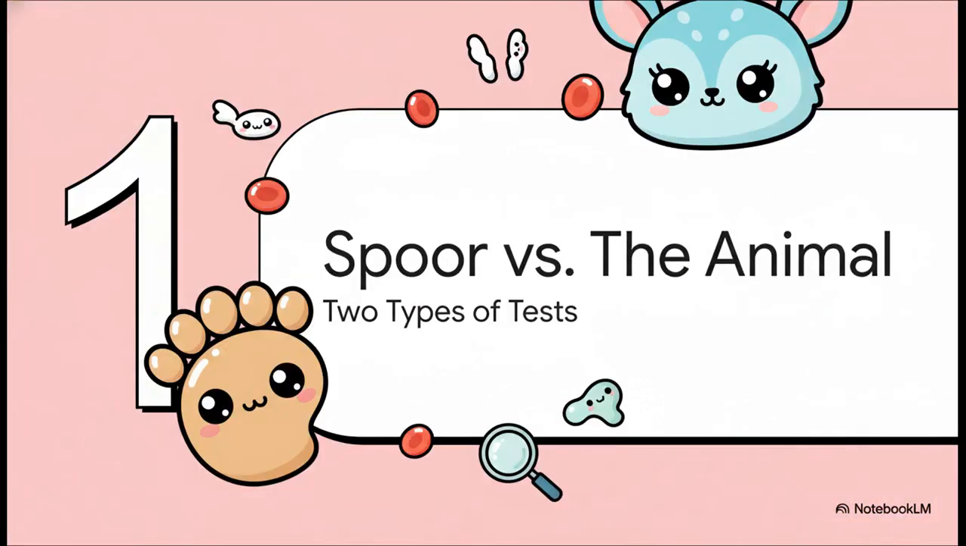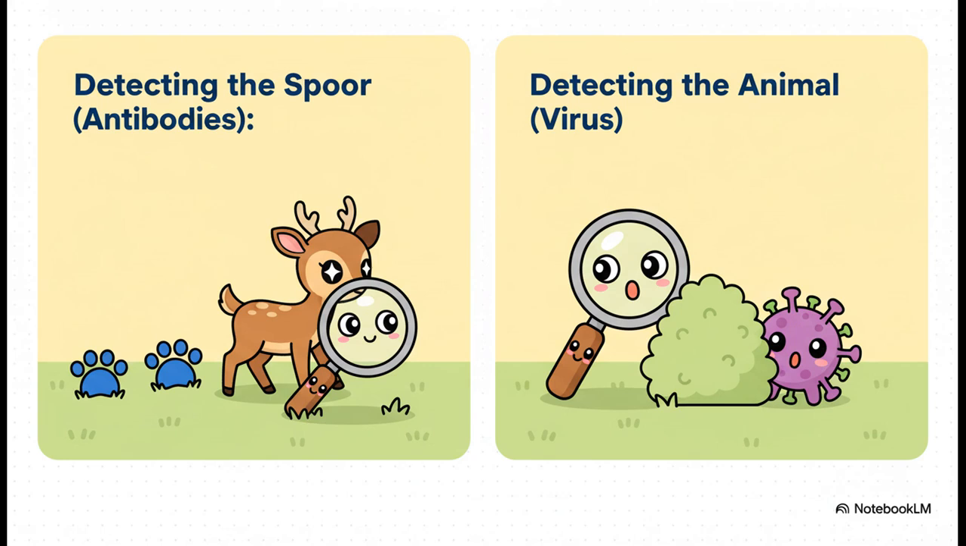Okay, so to get our heads around how testing actually works, let's use a simple metaphor. Imagine you're out in the wild, and you want to know if a certain animal is nearby. There are basically two ways you could find out for sure. You could look for the animal's tracks, its spoor, right? Or you could just look for the animal itself. And believe it or not, HIV tests work in pretty much the exact same way. Some tests are designed to find the body's reaction to the virus. That's the spoor, what we call antibodies. And other tests, they're designed to find the actual virus, the animal, directly.